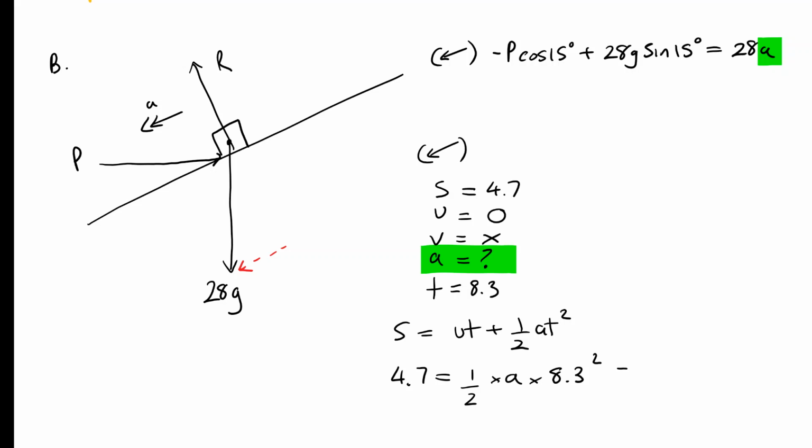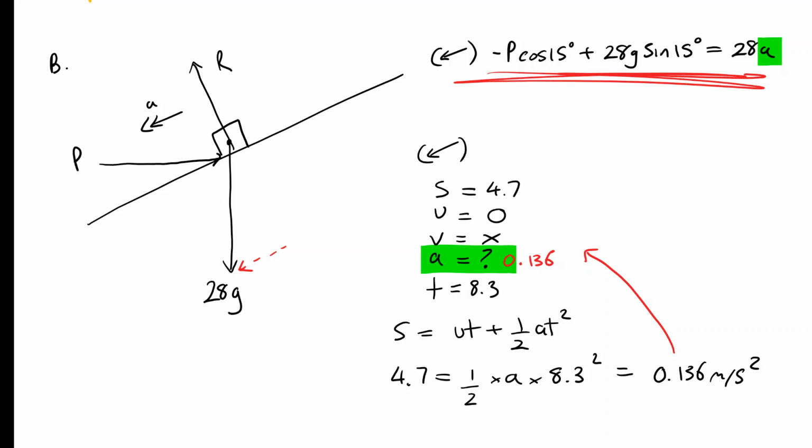Okay, that is equal to 0.136 meters per second squared. Updating where necessary, 0.136. That acceleration is directed down the slope, so it should be positive following that direction. We can then work on this equation here. So minus P cos 15 degrees plus 28g sine 15 degrees is equal to 28 multiplied by 0.136.